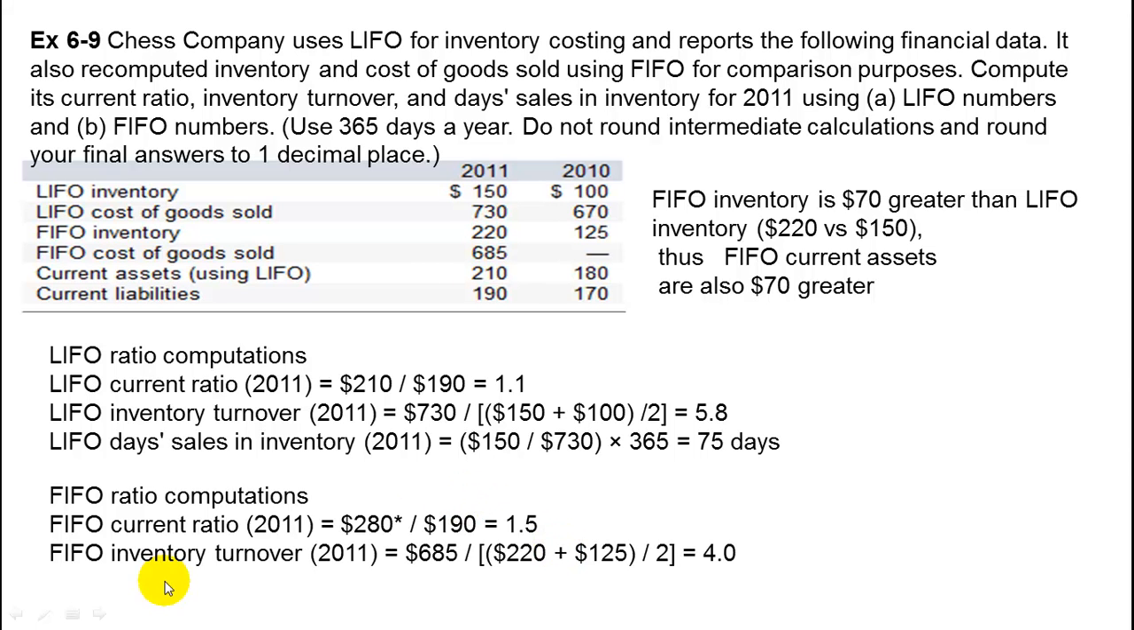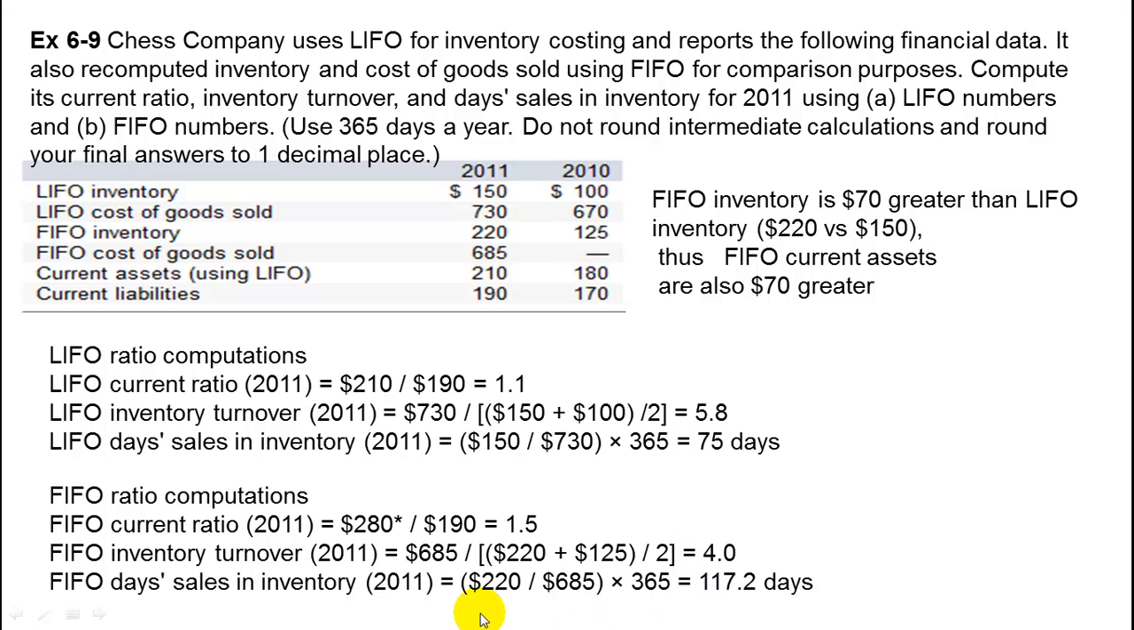Inventory turnover under FIFO for 2011 will be 685, which is the FIFO cost of goods sold, divided by the average inventory for FIFO. They gave us the ending balance for 2010 for FIFO inventory, which is 125, which is also the beginning balance of 2011. And we have the ending balance for inventory under FIFO for 2011. Add those two together, divide by 2, and divide that into 685, and the FIFO inventory turnover is 4.0.